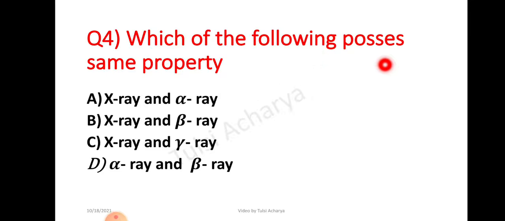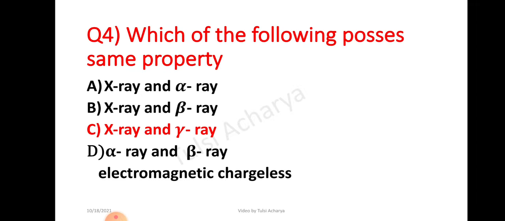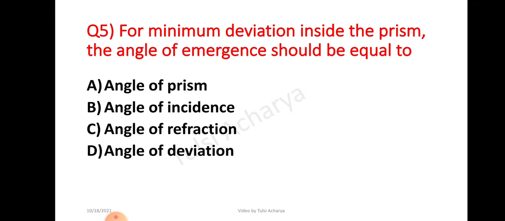Which of the following possess the same property? We know that X-rays and gamma rays possess the same property because they are chargeless and they are electromagnetic waves, and they are not deflected by electric and magnetic fields. Now let's move to question number 5.